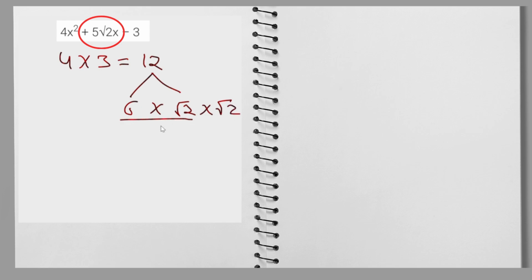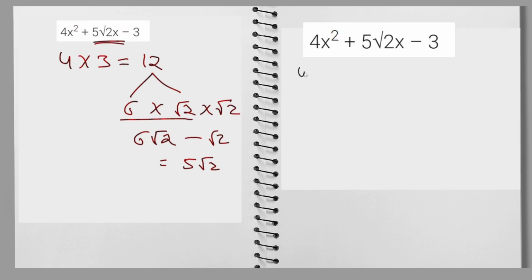Now check on clubbing this together. This is 6 times root 2 and this is 1 times root 2. So this results to give you how much? 5 times root 2, which is the middle term in this case. Now for splitting the middle term, what we are going to do is to write the middle term, which is 5 root 2 x, as 6 root 2 times x minus root 2 times x minus 3.